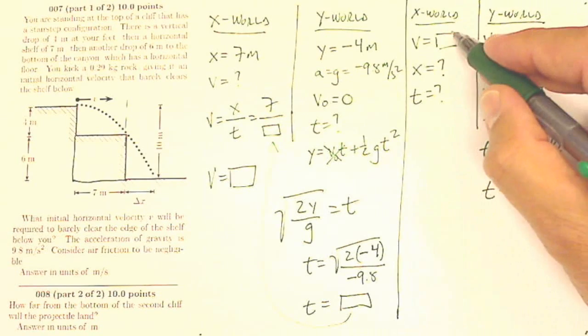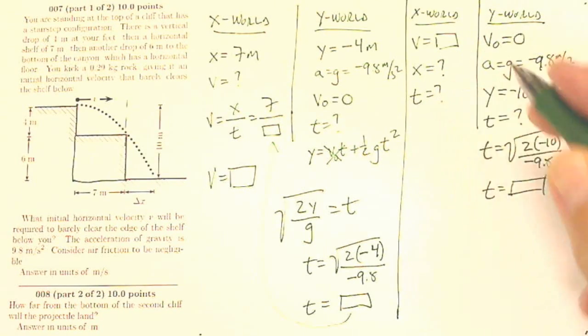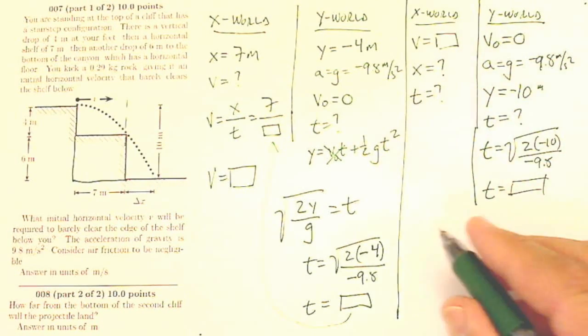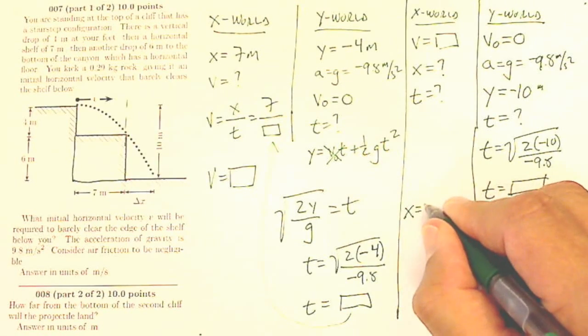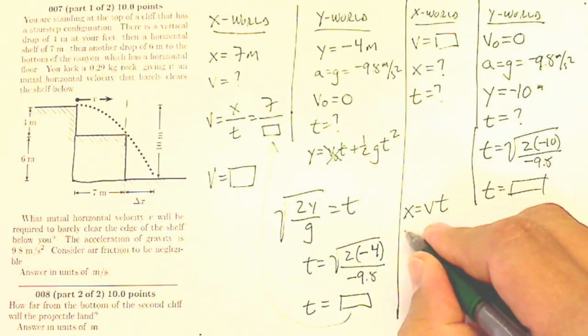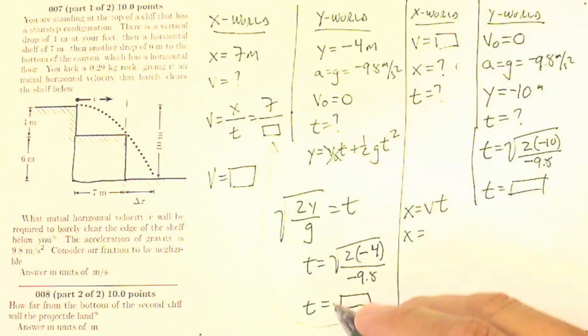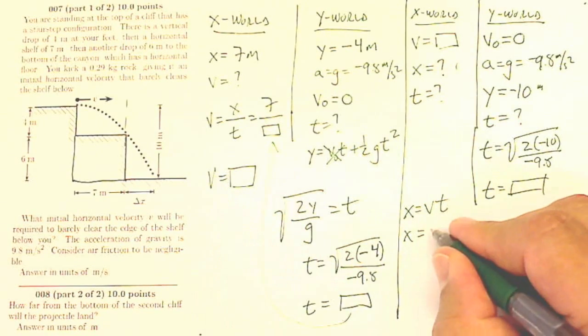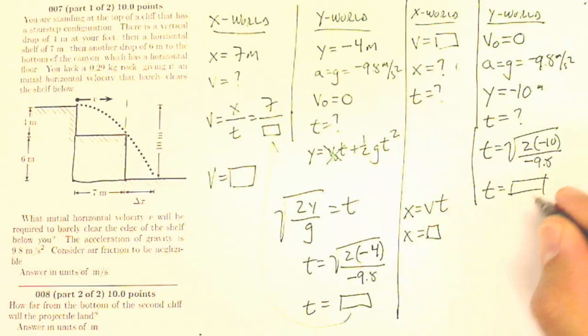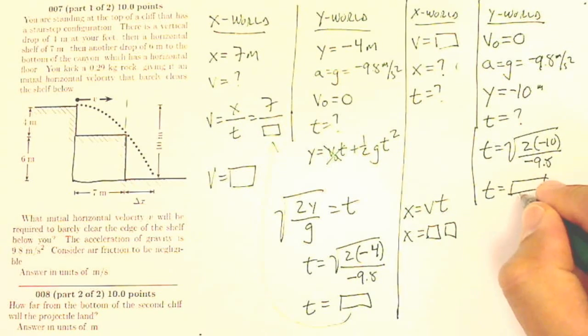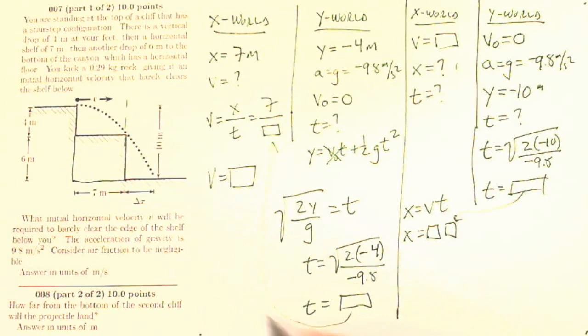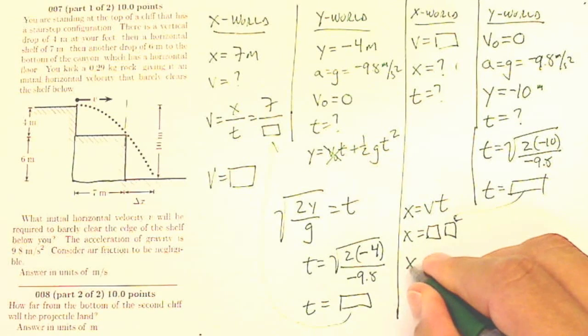So now that I know my velocity and my time, now in the x world, I can say that my displacement equals my velocity times my time. So my displacement equals this velocity that I figured out in part 1 times my time, which I just figured out in part 2. So my time goes in here, my initial velocity goes in here, and I will get myself a displacement.